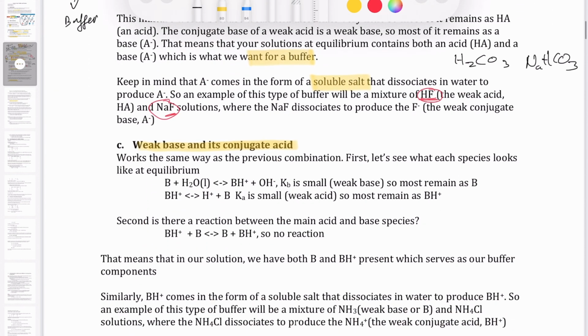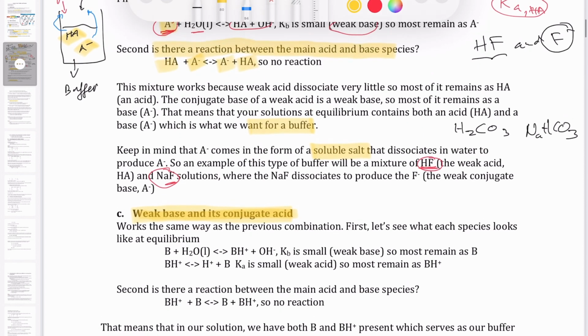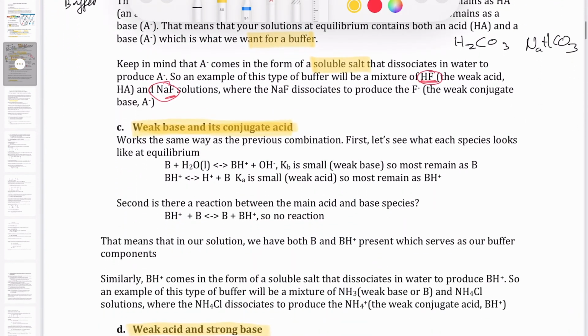Now let's talk about our next combination that's possible, which is a weak base and its conjugate acid. This idea is really the same as the previous one, where we talked about a weak acid and its conjugate base, except that now we're starting with a base. So a weak base, for example any of those ammonia derivatives that we talked about before, could be a weak base. A weak base is going to react in water to produce the conjugate acid and OH minus. But again, remember that by definition, because it's a weak base, the K value is small. We call this Kb. And so most of the species is going to remain as B. So B would be the major species in the solution.